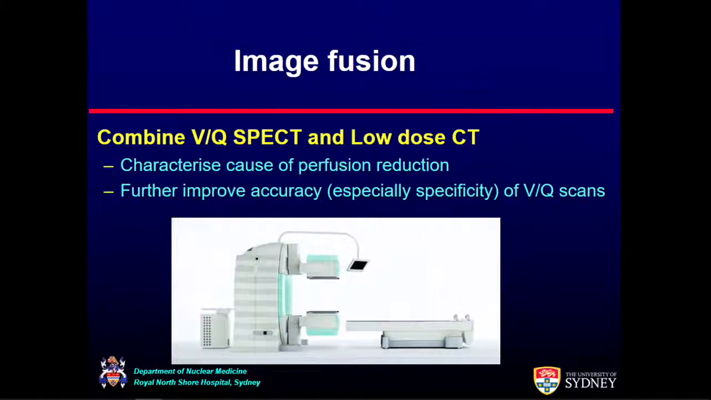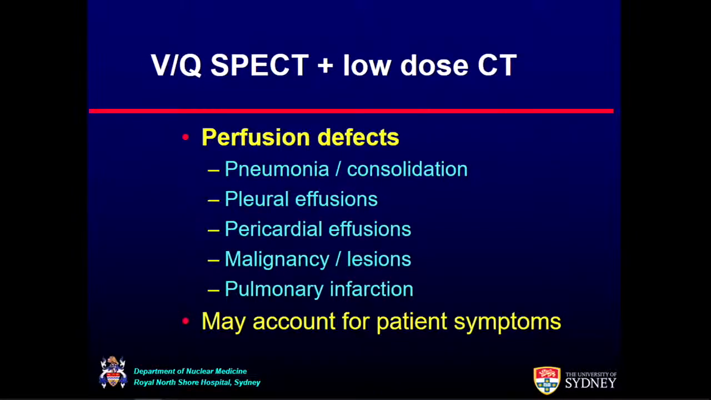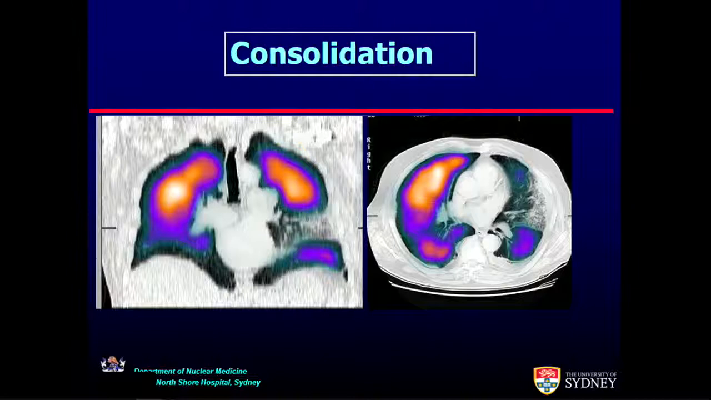So what you're doing here is you're combining a VQ SPECT with a low-dose CT, and the aim is to characterise the cause of any perfusion reduction with the low-dose CT. And this has been shown to improve the accuracy and particularly the specificity of VQ. Now, as you know, a low-dose CT will show a lot of different processes: pneumonia, pleural and pericardial effusions, lesions, pulmonary infarct, which of course could be accounting for the patient's symptoms.